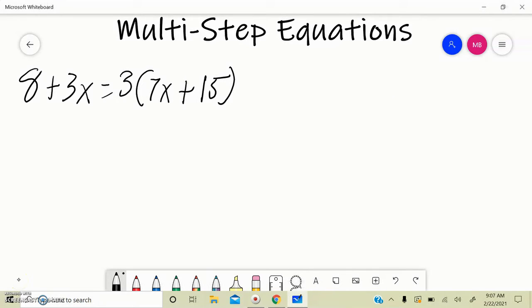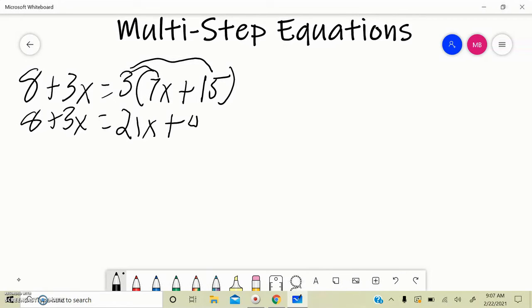So let's take a look at another example. I have 8 plus 3x equals 3 times 7x plus 15. So what I'm going to do is start with my distributive property again. I'm going to multiply both terms inside the parentheses by 3. So I have 8 plus 3x on my left side of the equation. That comes back down. Then I do 3 times 7x, I get 21x, and then I do 3 times 15, which gives me positive 45.